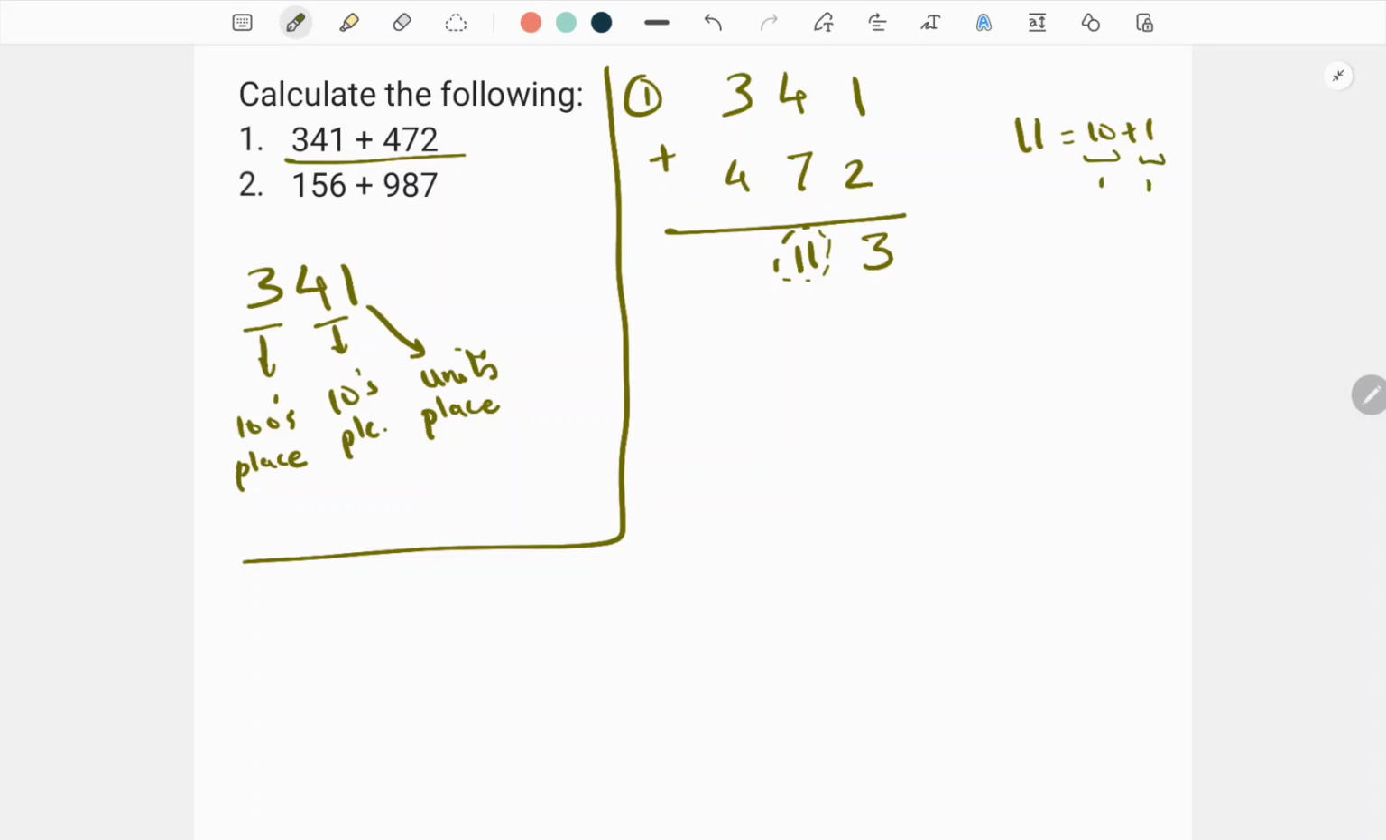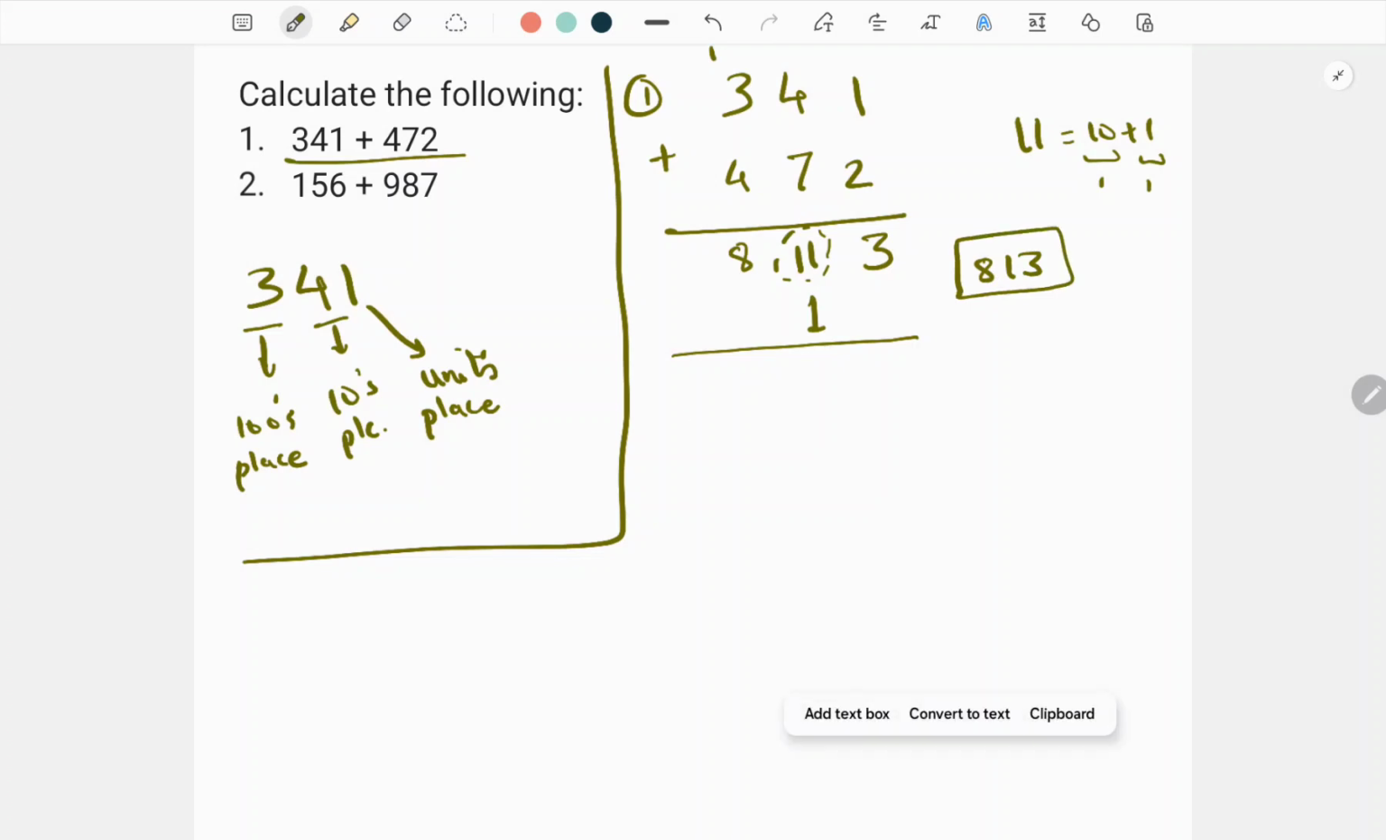So what should rightfully happen here is that 4 plus 7 is 11, but I should write just a 1 here and carry another 1, carry forward 1. And that 1 is actually 10 tens, so it gets added to the hundreds place. So 1 plus 3 is 4, plus 4 is 8. So the final answer is not 7 11 3, but 813. So that is the final answer.